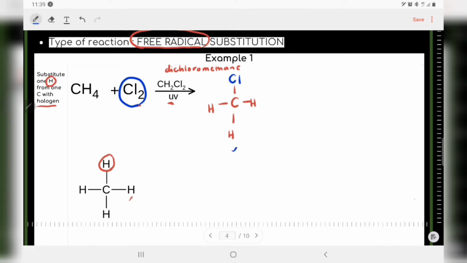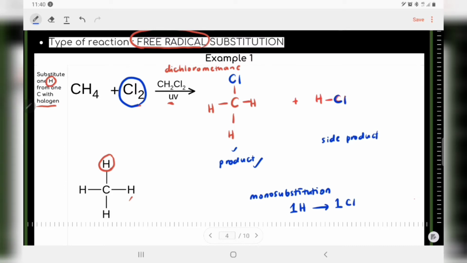So, this is the product, plus HCl. This is the side product. Side product tak wajib tulis, tapi yang penting ialah the main product. Okay, so H datang daripada CH4, Cl datang daripada Cl2. So this is called mono substitution, which is kita tukarkan satu saja hidrogen dengan satu Cl. Satu H replace with satu Cl.